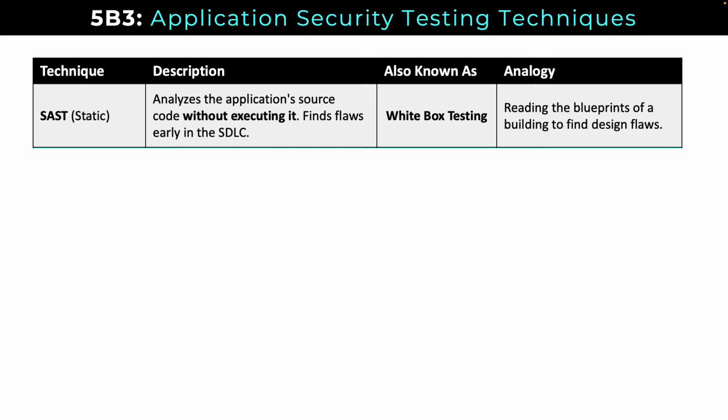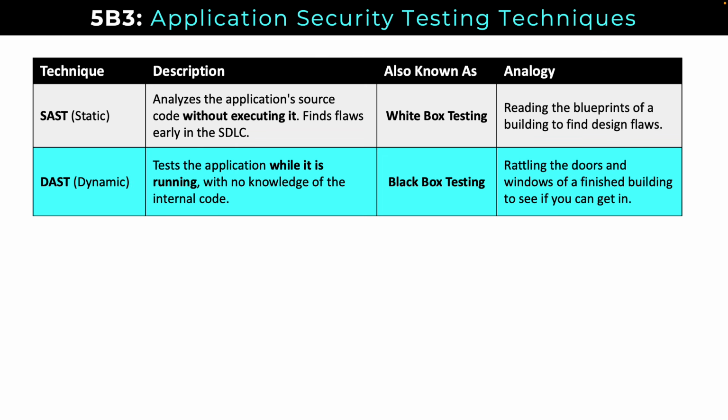So let's talk about the different application security testing techniques, starting with static application security testing. This is where the application's source code is analyzed without executing it. This finds flaws early in the software development lifecycle. This is sometimes called white box testing. There's dynamic application security testing, which tests the application while it's running with no knowledge of the internal code. So no source code access. This is called black box testing.